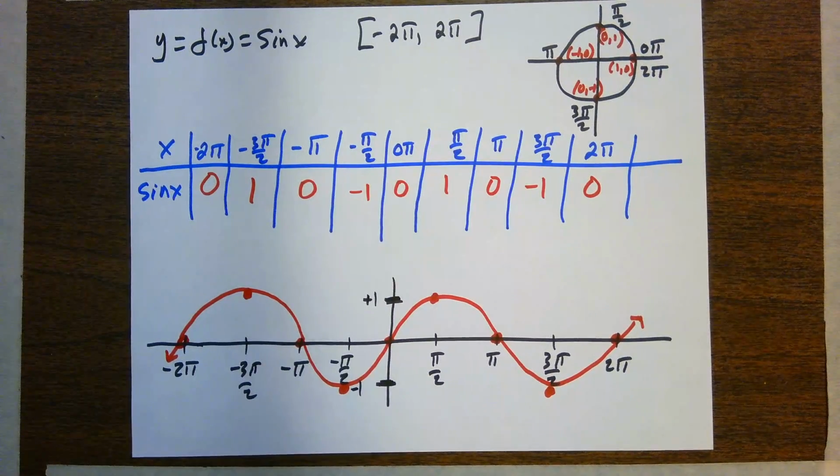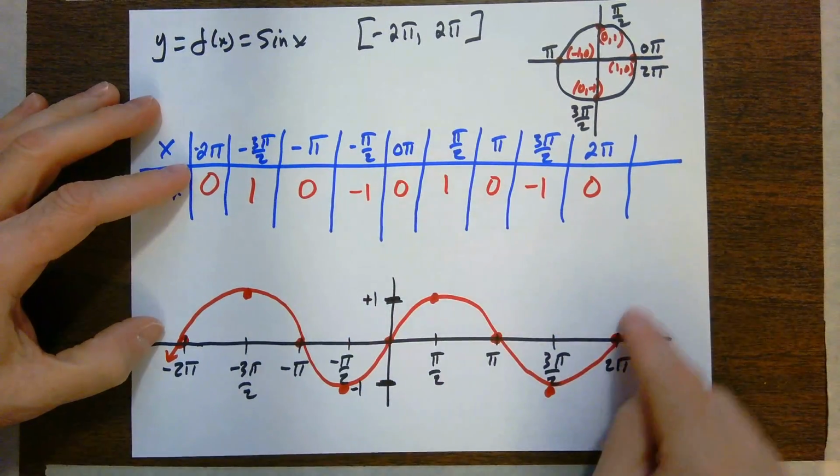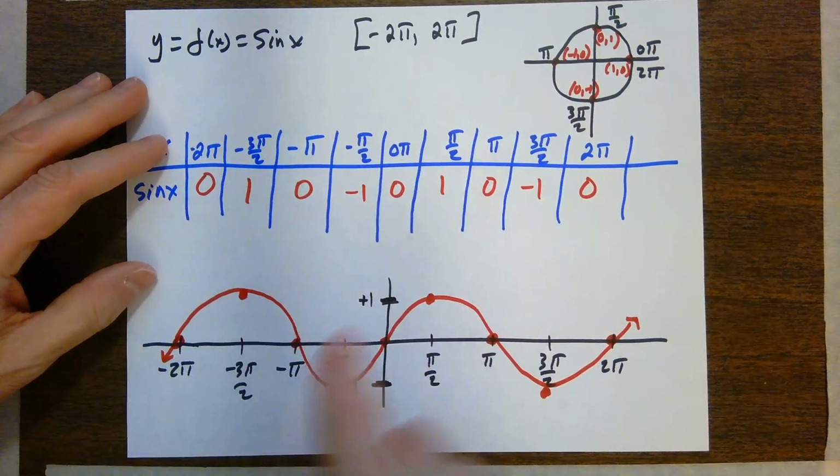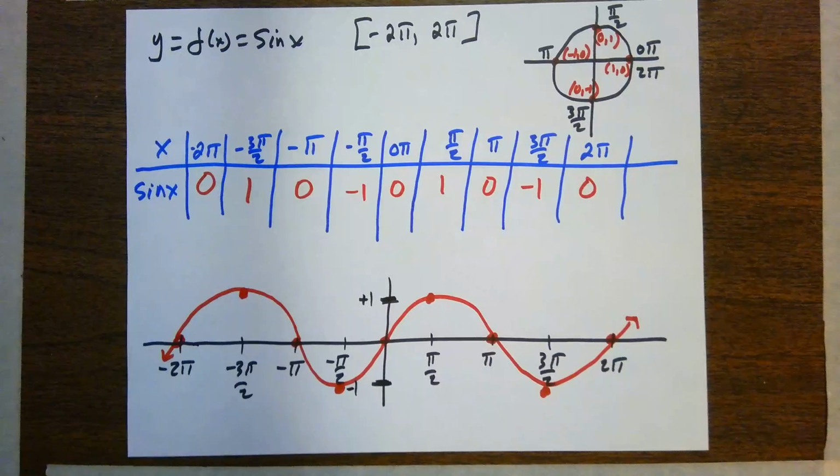The other thing that I want you to notice is that this pattern repeats. Can you see that if we kept going, it would just keep going and going like that forever? Kind of up and down, up and down, forever. We call this a periodic function. It has a period to it. The pattern repeats every period.